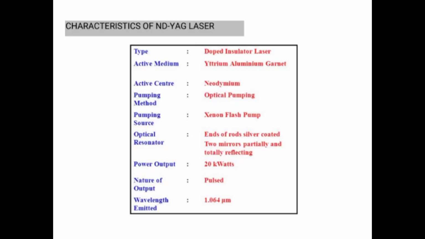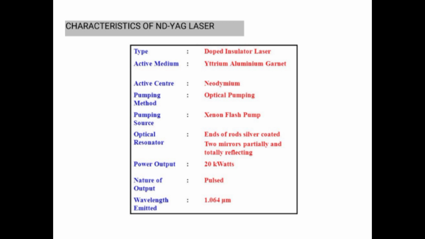So now we can come to the characteristics of the Nd:YAG laser. It is a solid state laser. It is a solid state doped insulator laser. Its active medium is yttrium aluminium garnet. Its active center is neodymium ions. Its pumping method is optical pumping. Its pumping source is a xenon flash lamp.